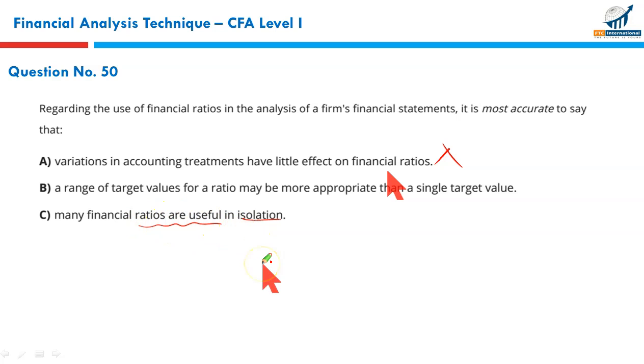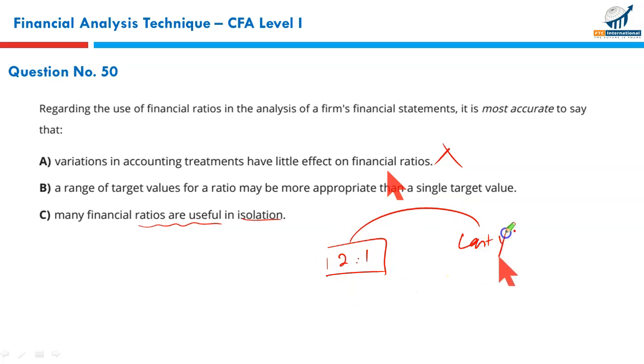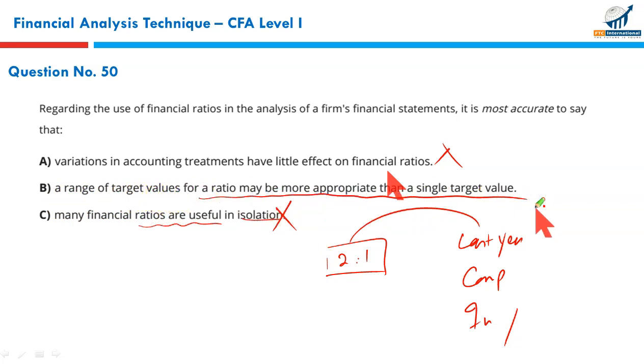They have to be compared with some suitable comparator. Like my current ratio is 2:1. This ratio will not speak for itself unless it is compared with last year, or with my competitor, or with the industry average, or with my expectation, or with the budget. Ratios are more meaningful when they are compared. Ratios in isolation have no meaning. Incorrect statement.